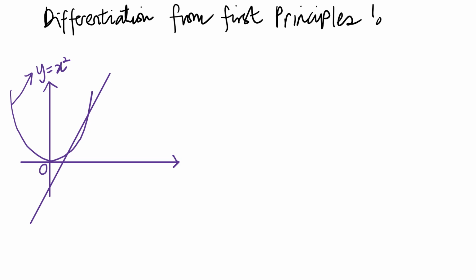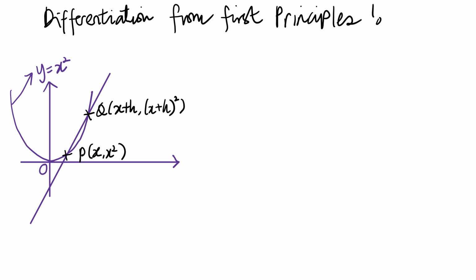On this line, we have 2 points. Point P, where the x coordinate is x. When you substitute x into y equals x squared, the y coordinate becomes x squared. And we have a second point, Q, with x coordinate x plus h. When you substitute x plus h into y equals x squared, naturally, the y coordinate of point Q will be (x plus h) squared.